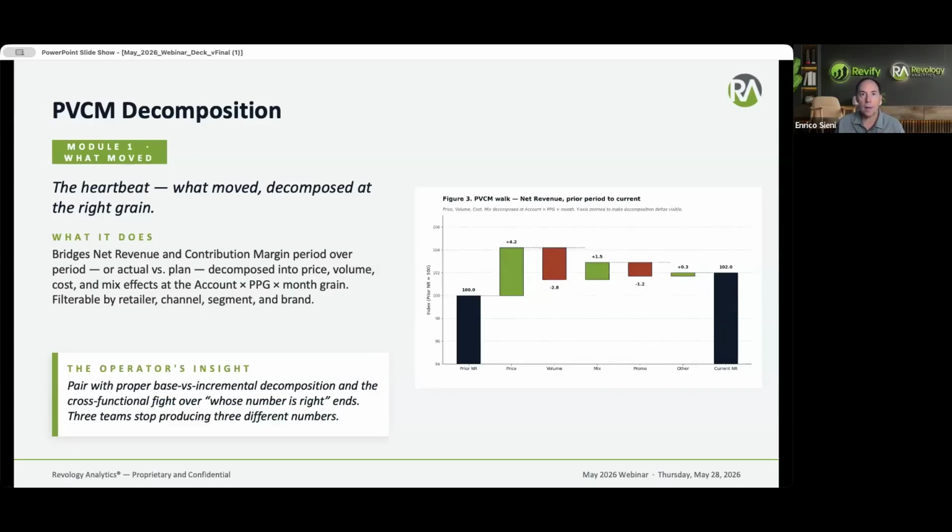And so once you start looking at it at this cohesive level, all of a sudden, every delta is accounted for, and you have one picture of the truth that you can reconcile across the entire organization.